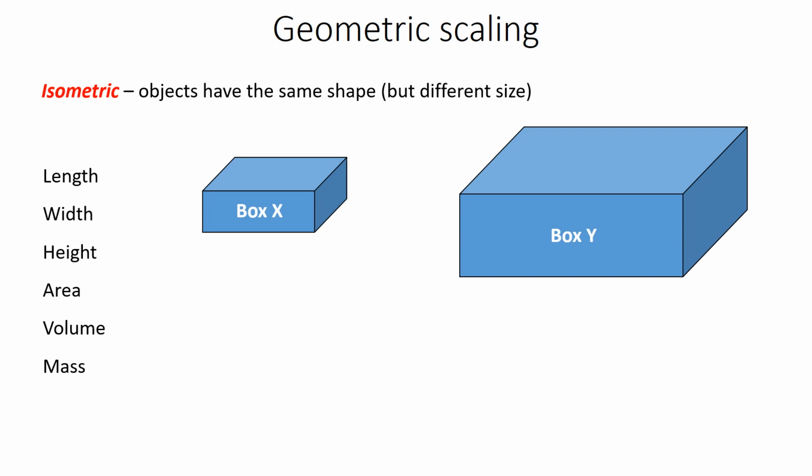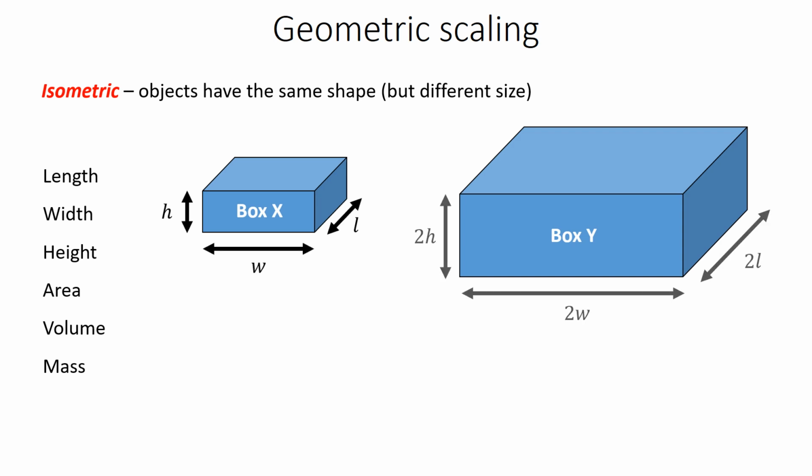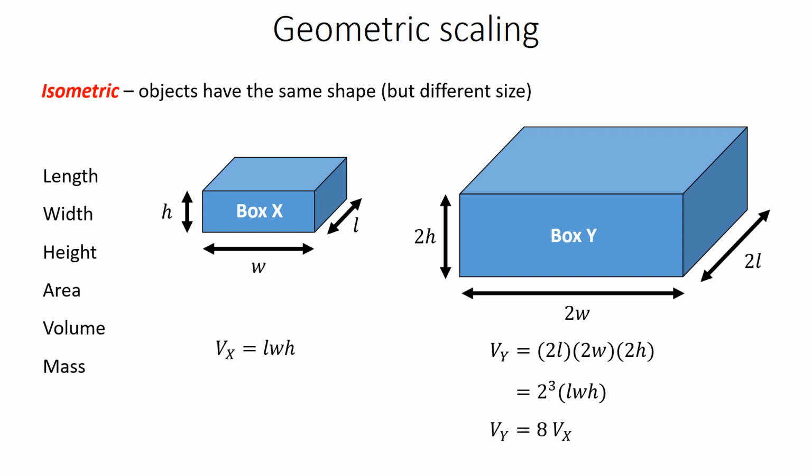This is helpful because if we said box Y is 2 times as wide as box X, then we know that the same is automatically true of the length and the height. So how do volumes of the two boxes compare? Well, the volume of a box is length times width times height, but notice that for box Y we can express the volume in terms of the volume of box X. We would then say that the volume of box Y is 8 times greater than that of box X.